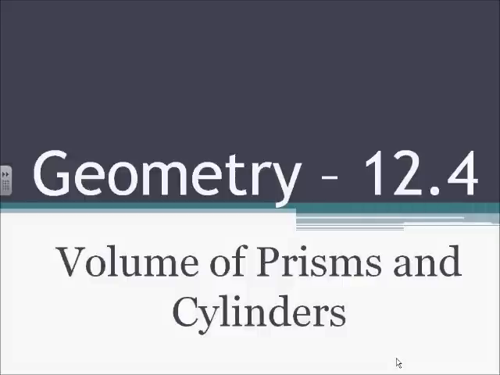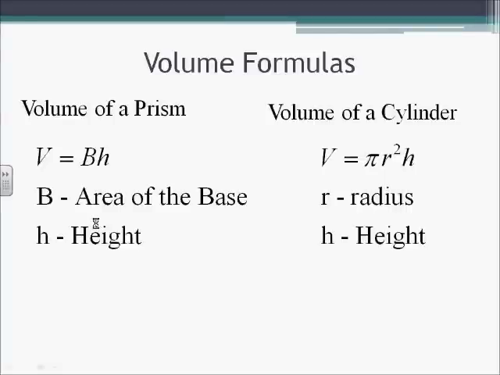Section 12.4, Volume of Prisms and Cylinders. Here are two volume formulas. We have the volume of both a prism and a cylinder. The volume is going to be the area of the base times the height, which equates for a cylinder to be pi r squared times h. The area of the base for a prism is going to be dependent on what type of prism we have.